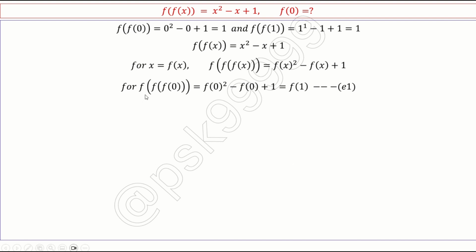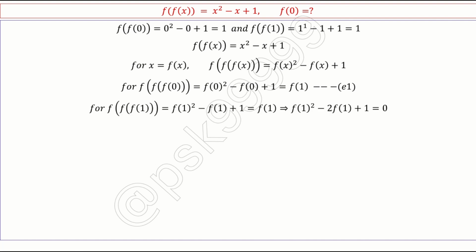If I substitute, f of 0 is equal to f of 0 square minus f of 0 plus 1, which is equal to f of 1. Why is this f of 1? Because if you see clearly, f of 0 equal to 1, so this whole part inside the bracket is 1. So this whole expression is f of 1. This is my equation 1.